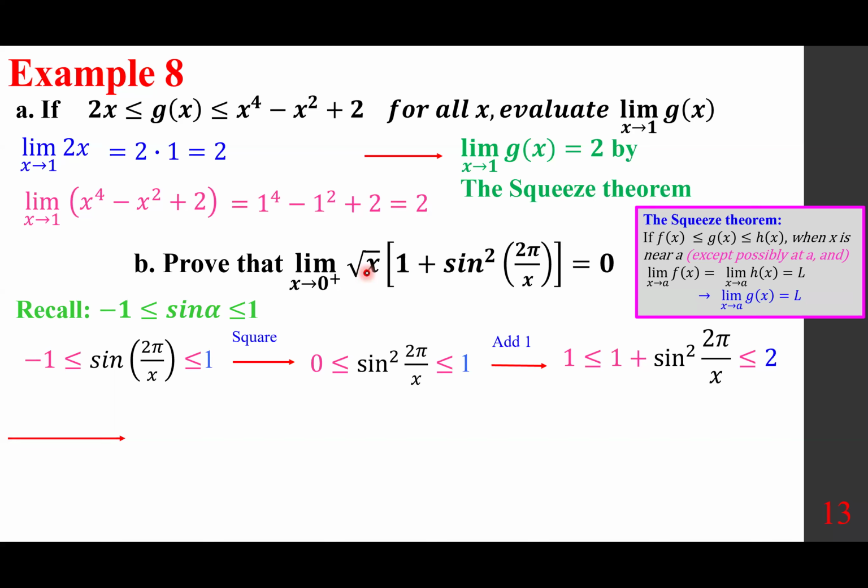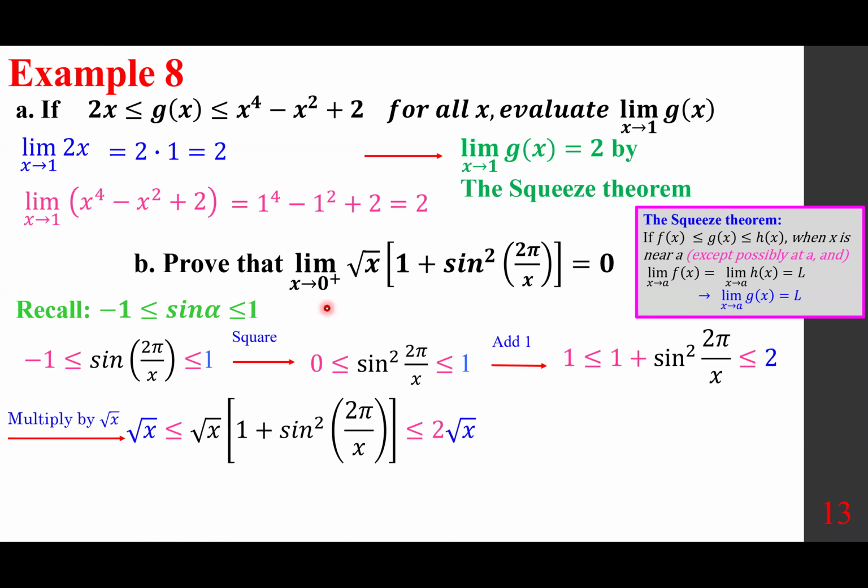Square root of x. Let's multiply by it. And because x is approaching 0 from the right, square root of x is positive, so this doesn't change. Remember, in the case of an inequality, multiplication and division by a negative number flips over the sign. In this case, it won't. So this becomes square root of x, this becomes 2 square root of x, and in the middle is exactly what you were looking for.